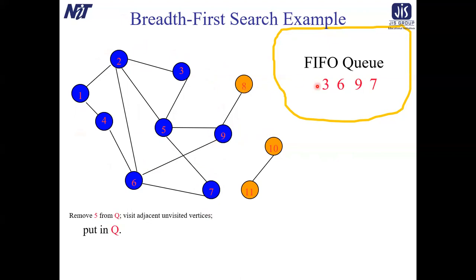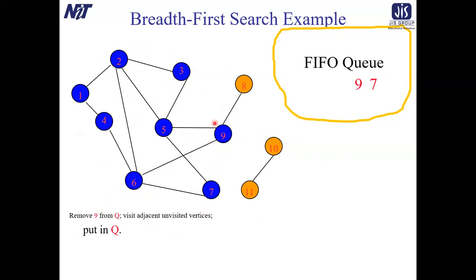Now we remove 3 from the queue, and visit adjacent unvisited vertices. From 3, all vertices are visited, so we cannot put anything into the queue. We only remove this 3. Now remove 6 again, and all the vertices from 6 are visited.